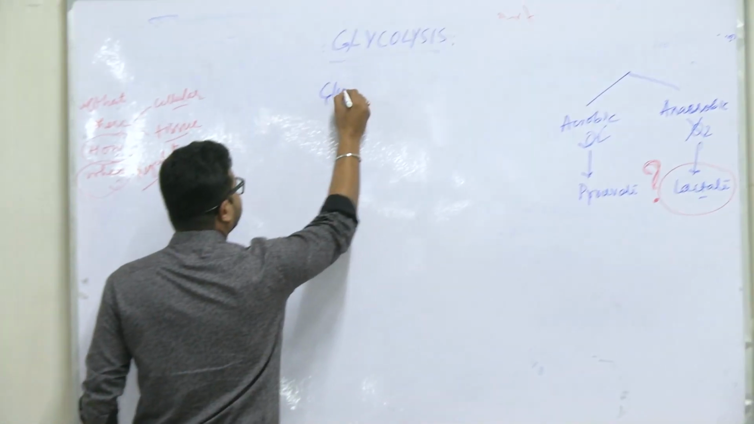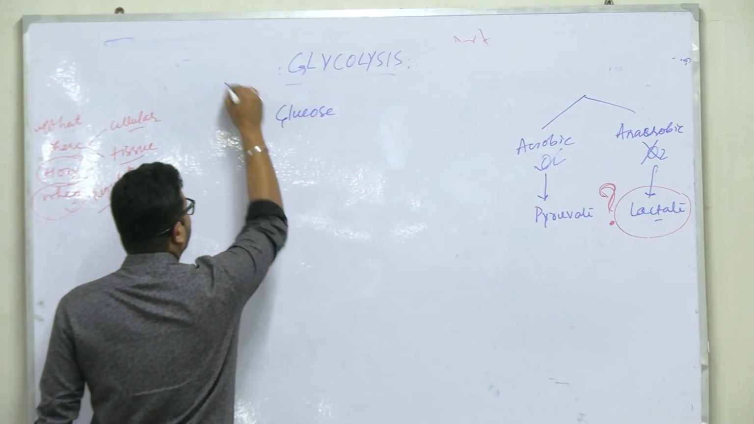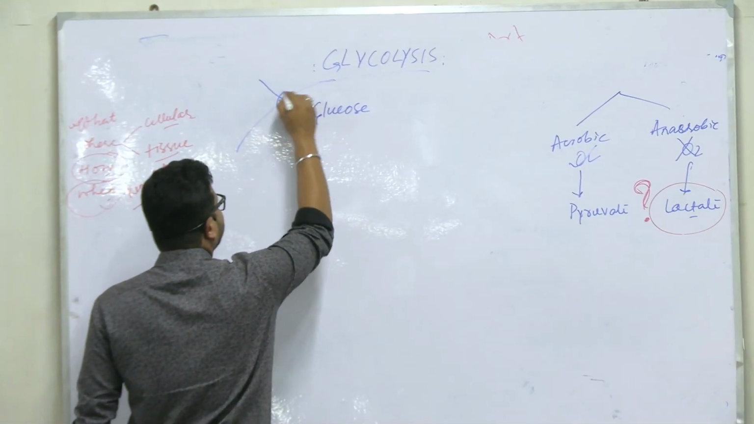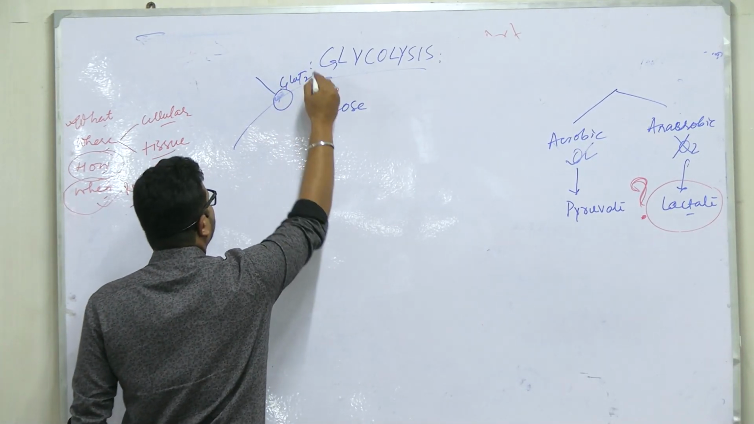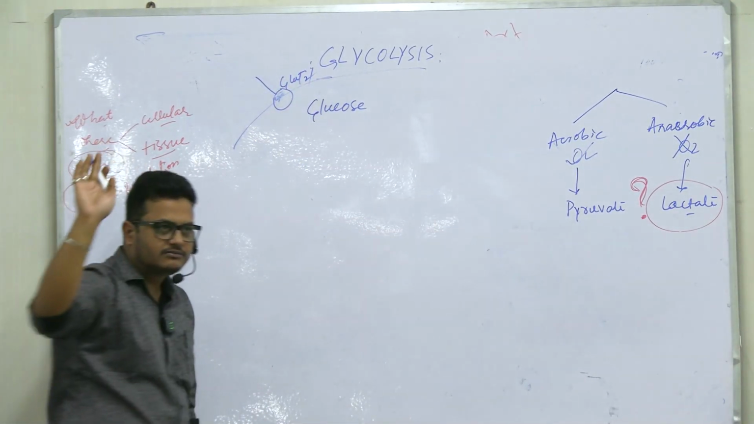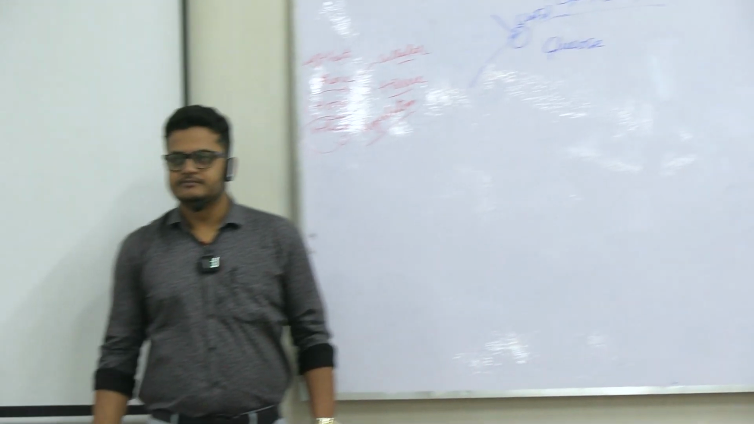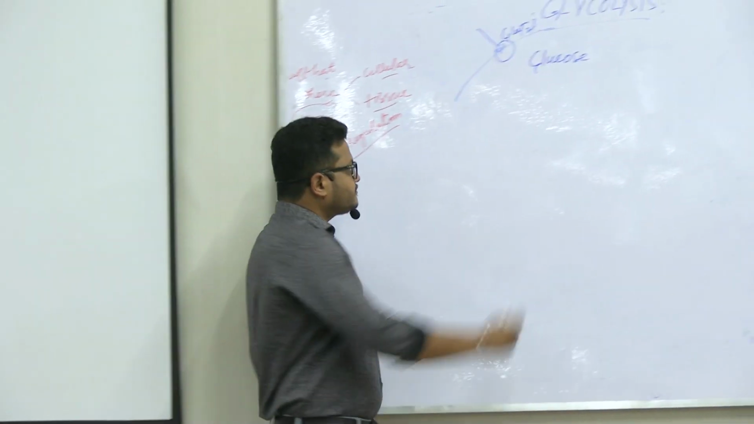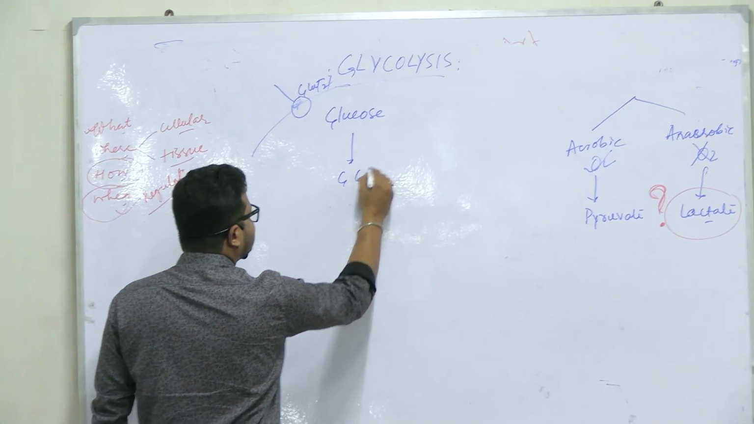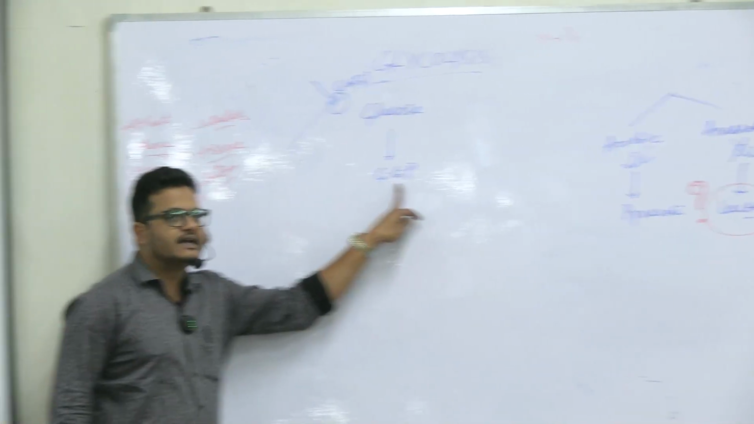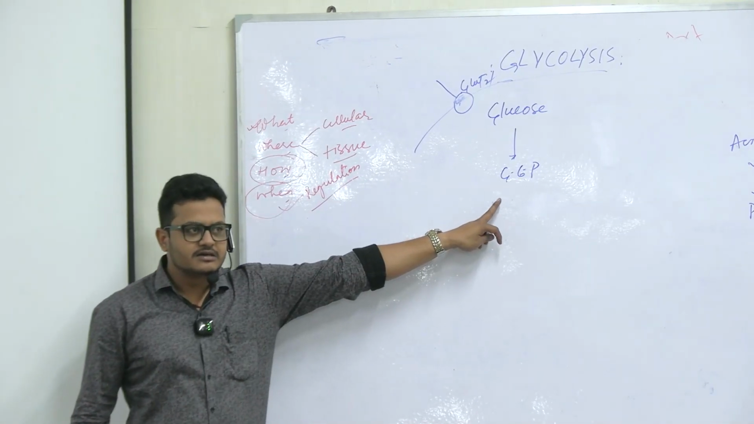Glycolysis starts from glucose, which comes into the cell provided by transporters, GLUT2, GLUT4, whatever. Yes or no? Okay? Glucose is converted to glucose 6-phosphate. I am going to write the steps as shortcuts.